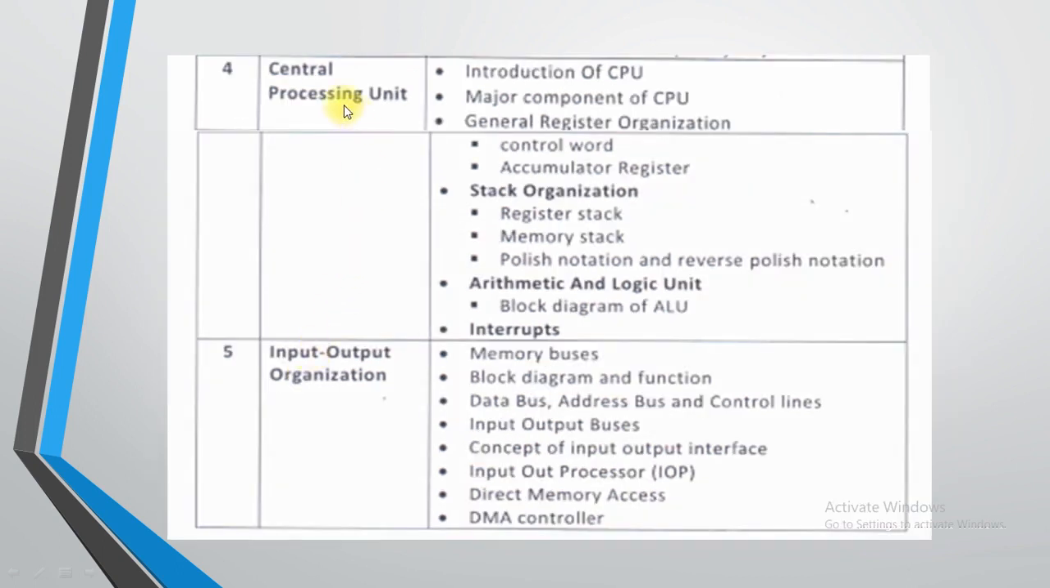Unit number 4 is related with the CPU, that is the central processing unit. So we will start with the introduction of CPU, then major components of CPU, general register organization which contains two types, control word and accumulator register.